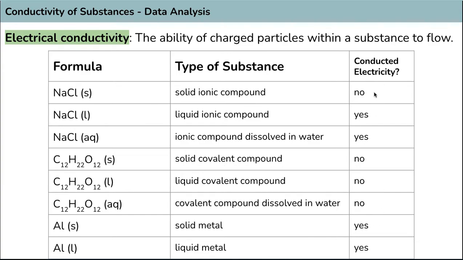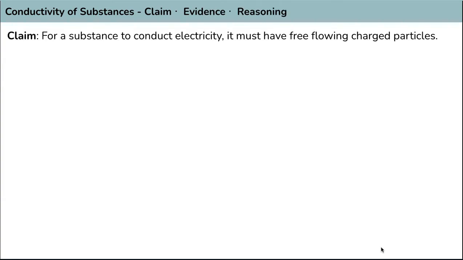So we found that when we tested solid sodium chloride, it did not conduct electricity. But when we tested melted or aqueous sodium chloride, it did conduct electricity. We found that no matter what state of matter we had, our covalent compounds did not conduct electricity. And we found that of the two states of matter and metals that we tested, they both did conduct electricity. So now we're going to analyze these results through the form of a claim, evidence, and reasoning.